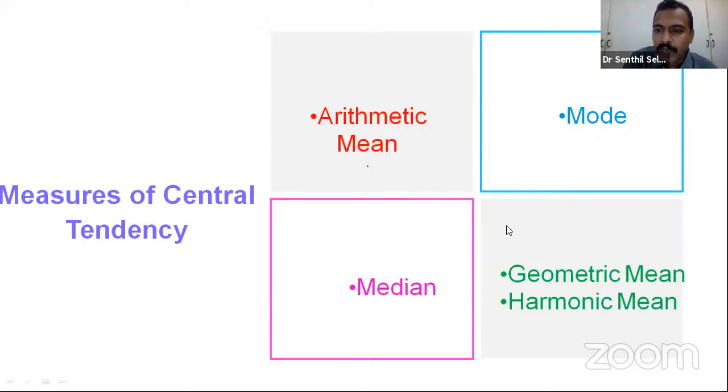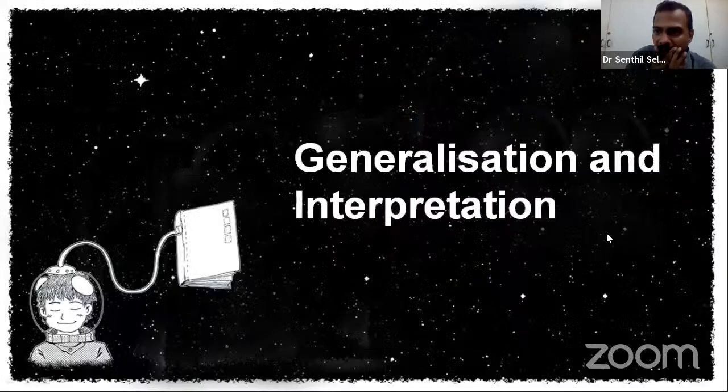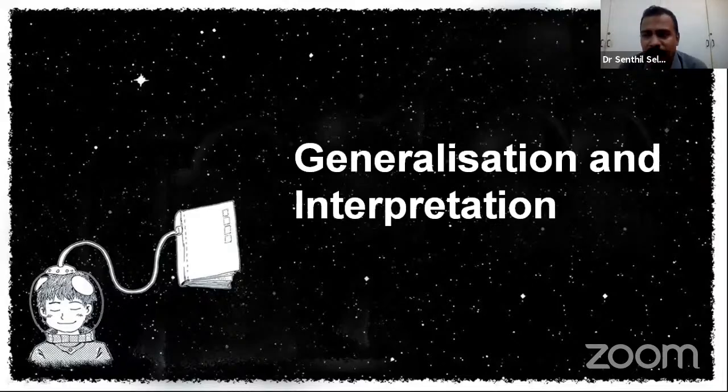So ultimately, you need to know the purpose of the study. Next one, dispersion. Again, you have range, interquartile range, the standard deviation, the variance, the mean deviation, and the coefficient of variation. Okay. So after completing the data analysis, it is the time for us to analyze the result.